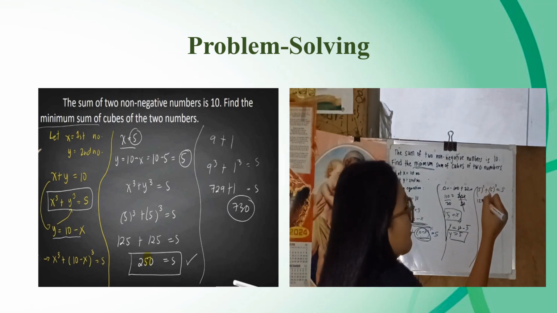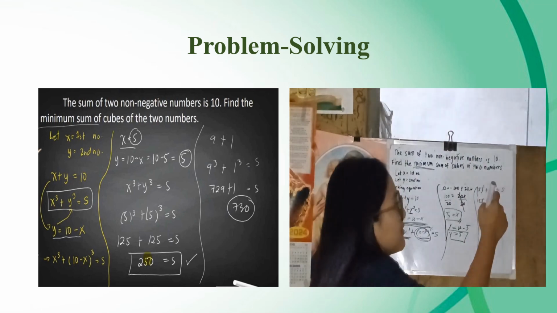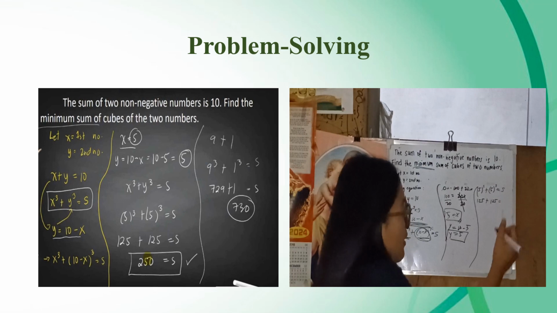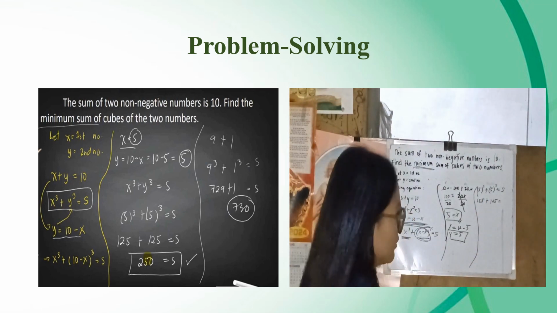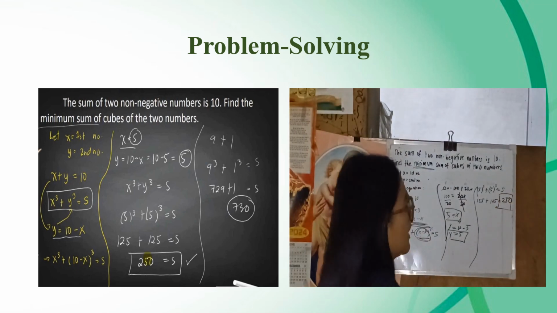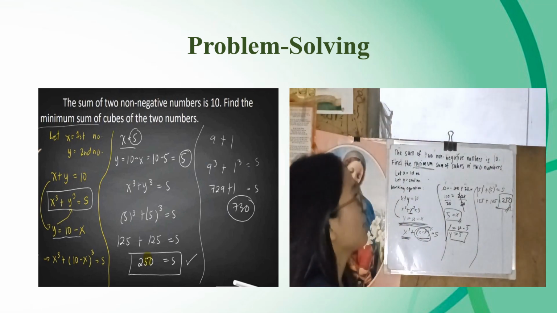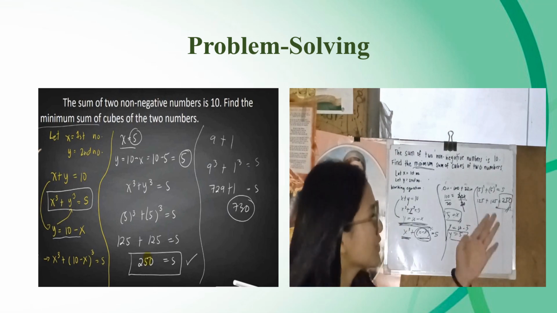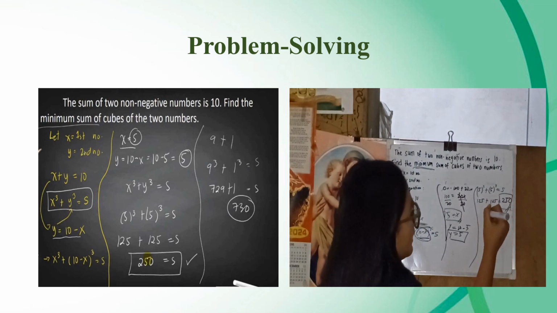So 5 cubed is 125, plus 5 cubed, 125, equals 125 plus 125, which is equal to 250. So this is the sum of cubes of two numbers. So let's check if this is really the minimum. So let's find another number example.